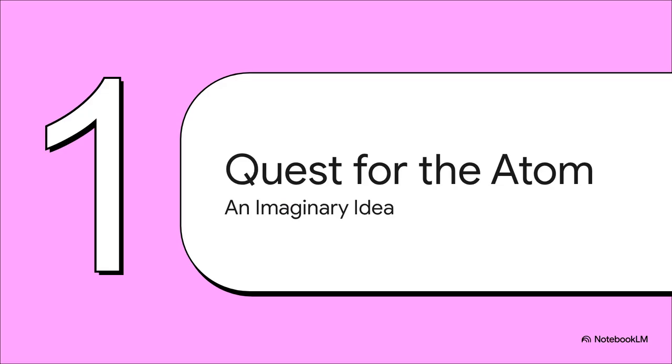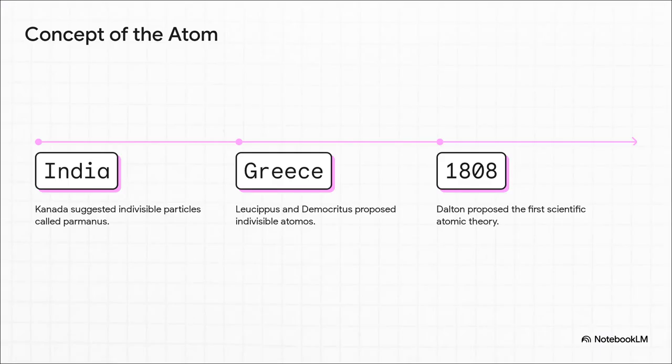Section 1. The quest for the atom. It's pretty fascinating to realize that the whole concept of the atom was actually born completely from human imagination, centuries before it ever became hard science. Way back in ancient India, a thinker named Acharya Kannada suggested that if you just kept dividing matter over and over, you'd eventually hit a piece that simply couldn't be divided anymore. He called those indivisible pieces parmanus.